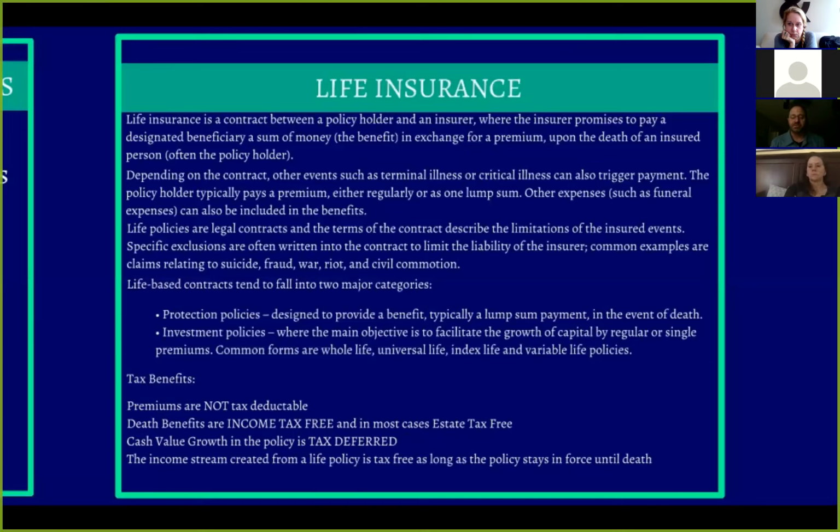That's term insurance. Okay. On the other side, you have permanent insurance. Permanent insurance is where you're going to get into cash value buildup. It's where you're going to get into tax benefits, income tax-free income streams. That is going to be where you're going to get into whole life, universal life, indexed life, and variable life.